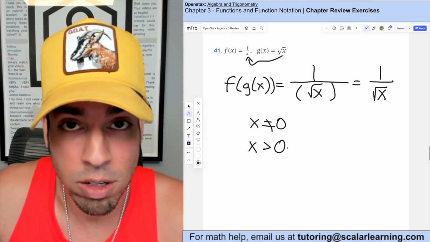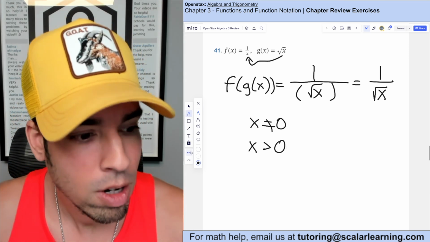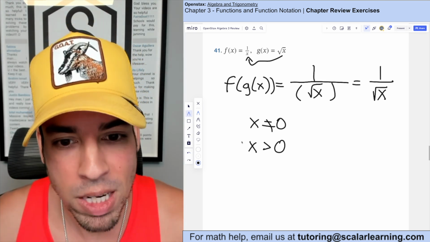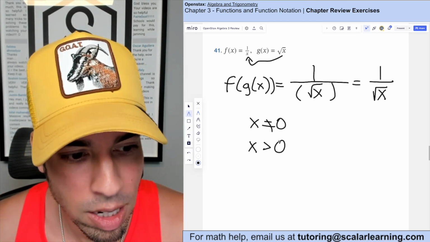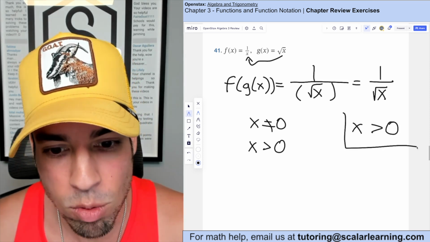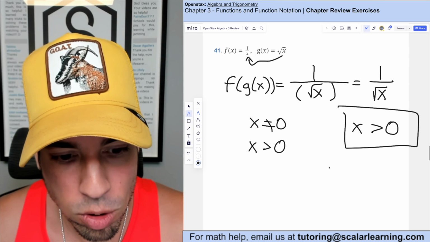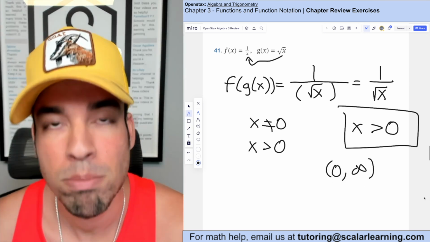And I normally say greater than or equal to 0. We can take a square root of 0, that's fine. But because of this restriction, we can't include 0. So basically, x has to be a positive number. So this encapsulates that. So we'll just say x is all numbers greater than 0. That would be the domain. And if we did that in interval notation, it would be simply 0 to infinity. There you have it. Boom, done.